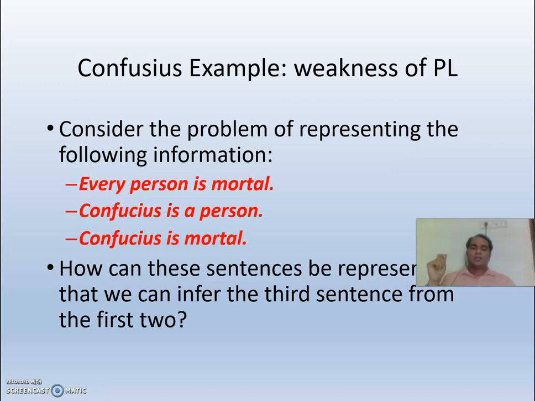And the problem with propositional logic is the weakness it has. It is unable to represent all the information properly. Consider the situation: every person is mortal. Confucius is a person. So I can imply Confucius is mortal. But this sort of information I cannot represent using propositional logic, because propositional logic does not support representing every person. Maybe I can represent Krishna is mortal, Krishna is a person, but it is not possible to represent every person and replace it with Krishna. So this is not possible. This is a major weakness of propositional logic.